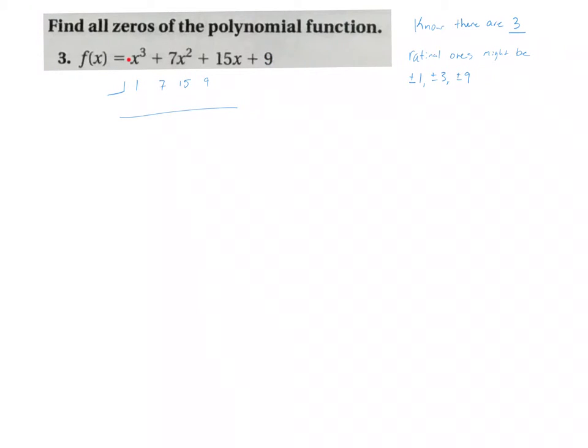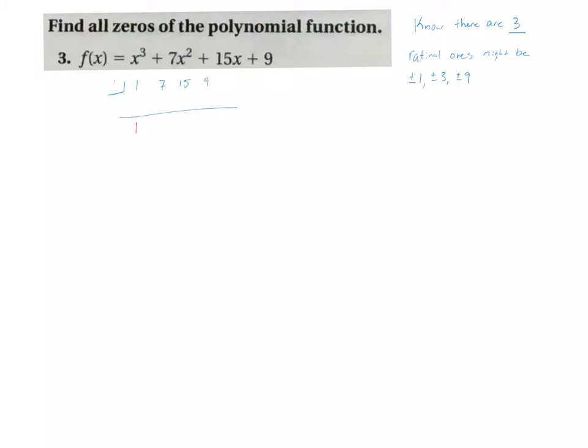My leading coefficient is 1. So it's going to be 1 over 1, 3 over 1, and 9 over 1, and the plus or minus of those. So one of those 6 solutions. So I'm going to see if I can find one of those. I'm just going to start with 1, because that seems like a nice, easy thing to do.